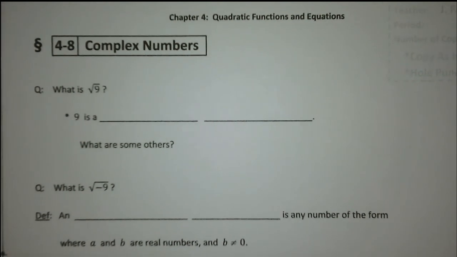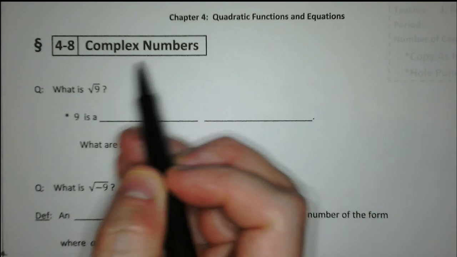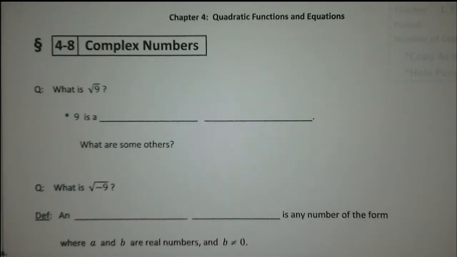But 4.8 is called complex numbers. It will build pretty nicely from what we've been doing. Again, the order you do all these sections in is very, very crucial, because it all builds off of each other.